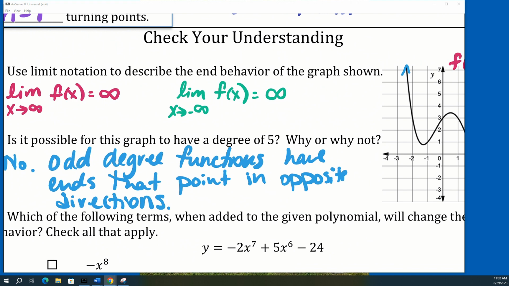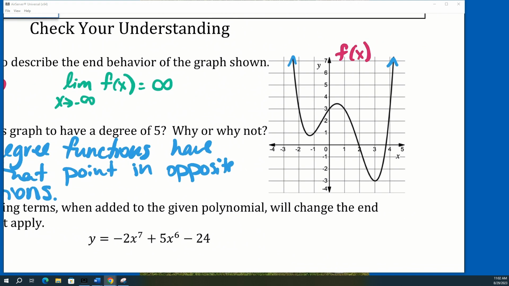Could it be degree 2? Could it be? Yes. Why not? No, it can't be because there's 3 turning points. So most likely, what degree is it? It's probably degree 4. Now we don't really know. Things could be happening with some imaginary zeros that make weird things happen, but it's probably degree 4 because there are 3 turning points and ends pointing in the same direction.